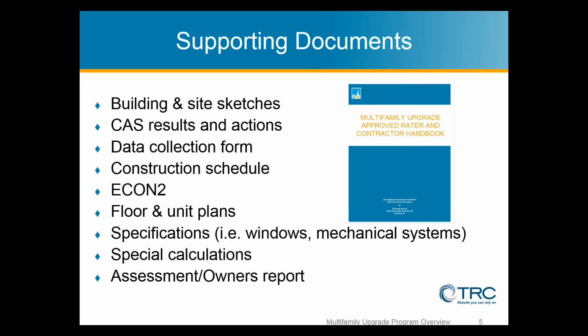Some of the supporting documents that we're looking for are building and site sketches that are clear and also list out the orientation of the buildings and what units are in each of the buildings. We're also looking for your CAS results and any required actions that are according to the handbook. This can come in the form of your actual CAS testing document or a separate report where you've summarized all of the results for the units and central systems that you've tested on site.